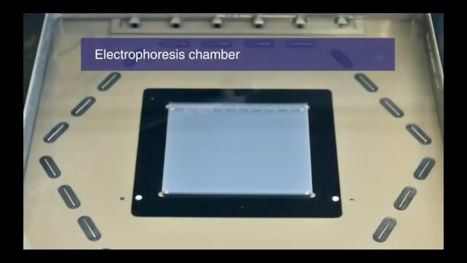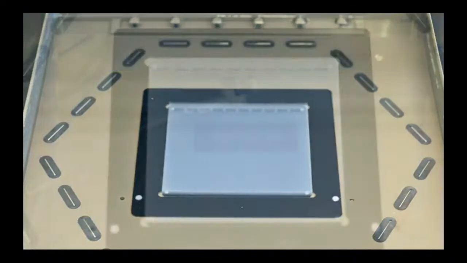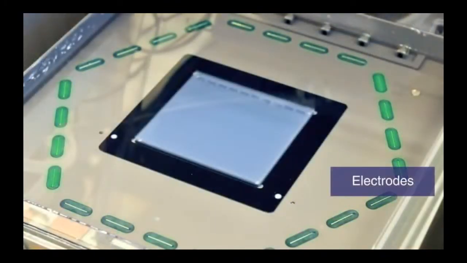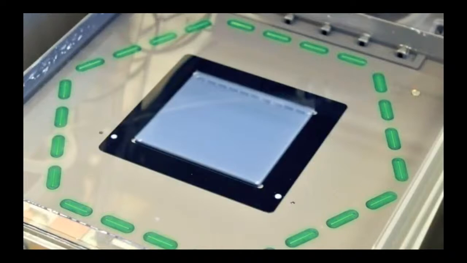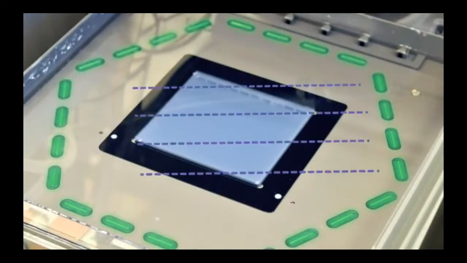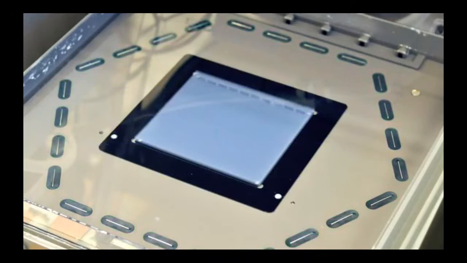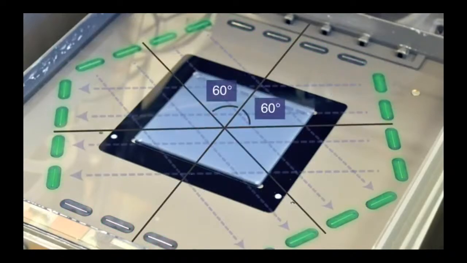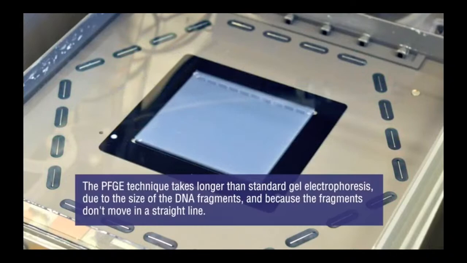Here is the electrophoresis chamber, which contains the running buffer. The agarose gel should be well anchored in the middle of the chamber so that it doesn't float around. There are multiple pairs of electrodes around the gel, set in a hexagonal grid. This hexagonal shape of electrodes allows for the directional switch of voltage. The voltage is periodically switched among 3 directions, one that runs through the central axis of the gel, and 2 that run at 60-degree angles on either side. The PFGE technique takes longer than standard gel electrophoresis due to the size of the DNA fragments and because the fragments don't move in a straight line.